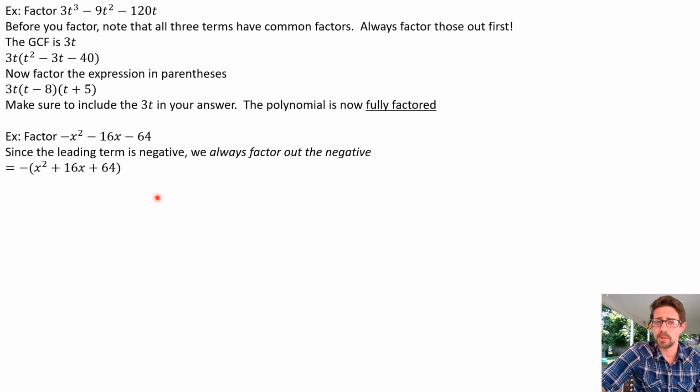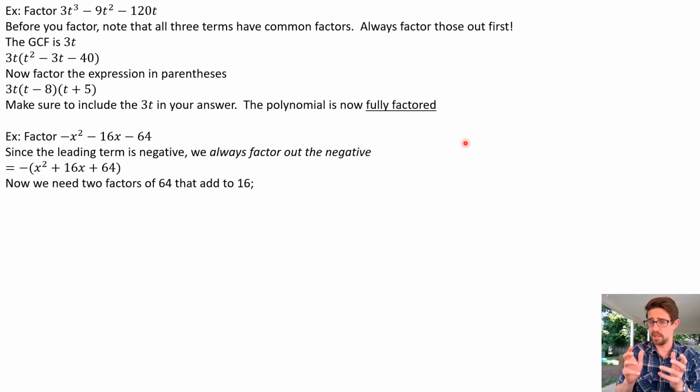Now focus on what's in the parentheses. You still need to keep the negative sign, and you need to keep everything in parentheses. We need 2 factors of 64 that add to 16. This one's a little different than the ones we've done so far, even this step. 64 has a lot of factors, but you can approach it strategically. It can't be 1 and 64 because that's way too big. So it has to be more in the middle.